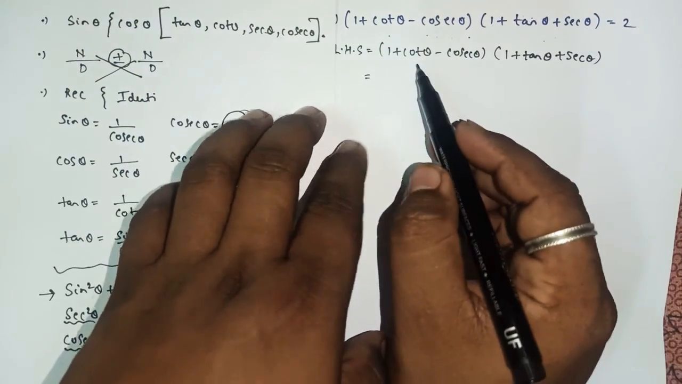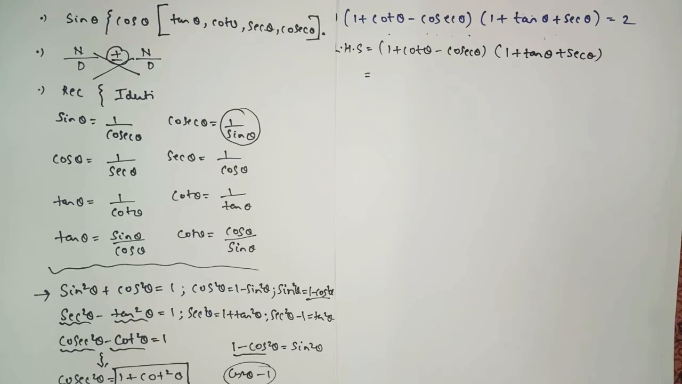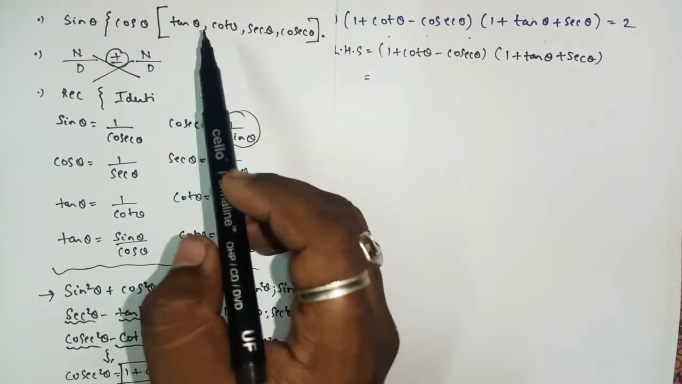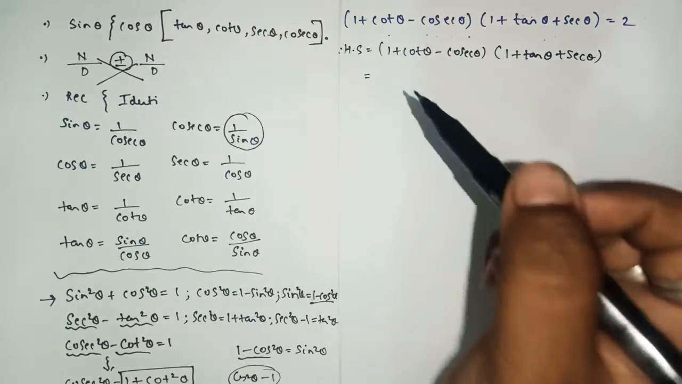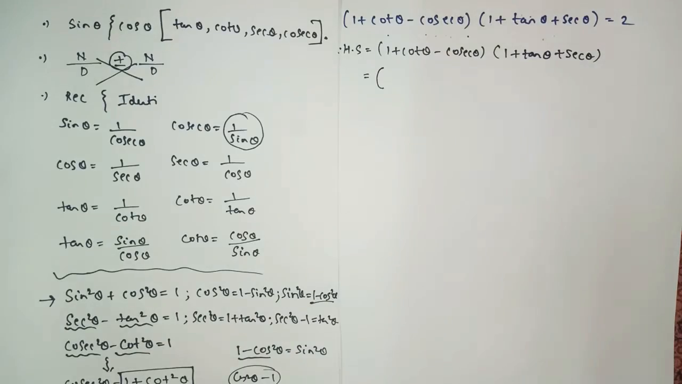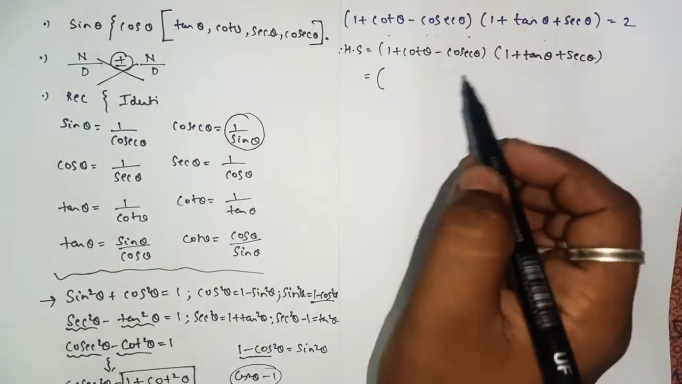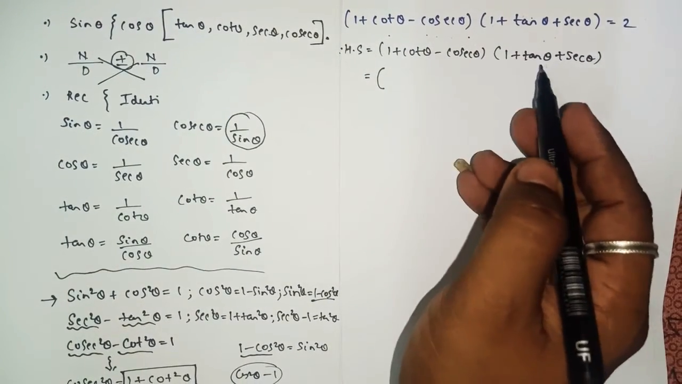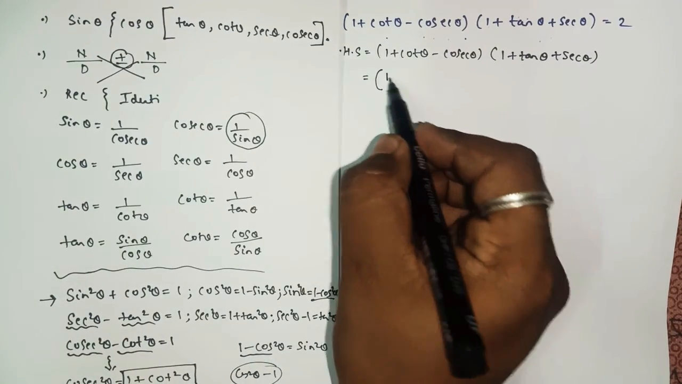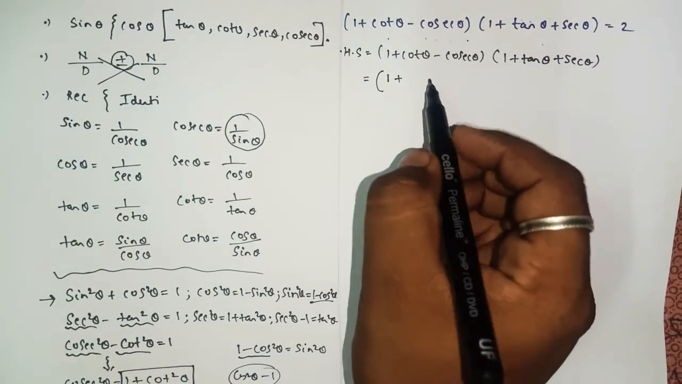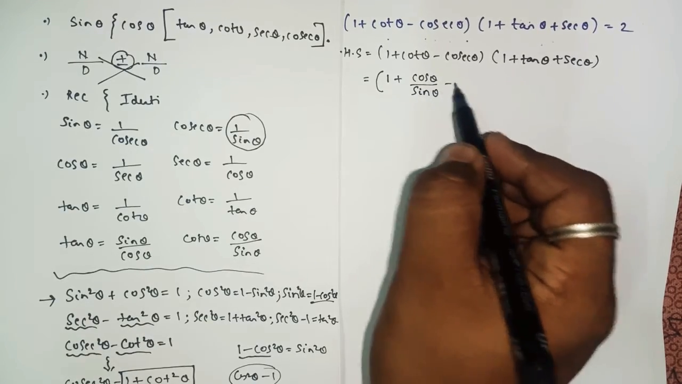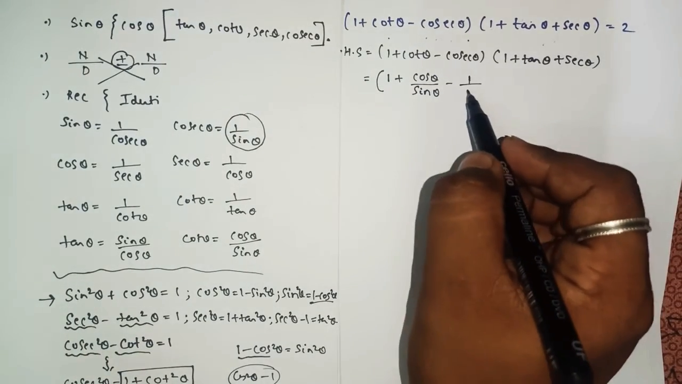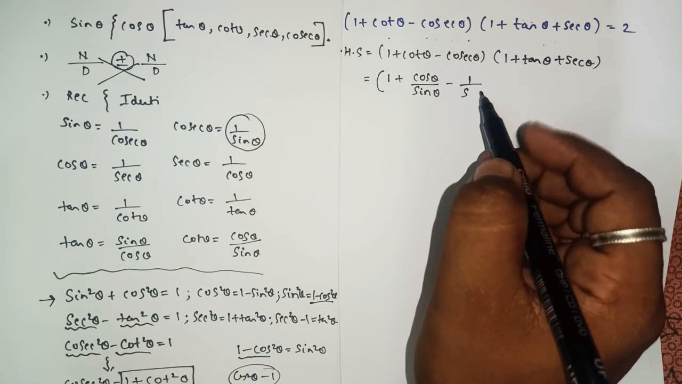So here clearly we can see that the sum is in sine and cos, cot, cosec, tan and sec. So whenever you come across sums based on tan, cot, sec, cosec, try to convert into sine and cos. So here we'll convert cot, cosec, tan and sec into sine and cos. So here cot we can write as what? Cos theta upon sine theta. Yes or no? Cosec we can write as what? 1 upon sine theta.